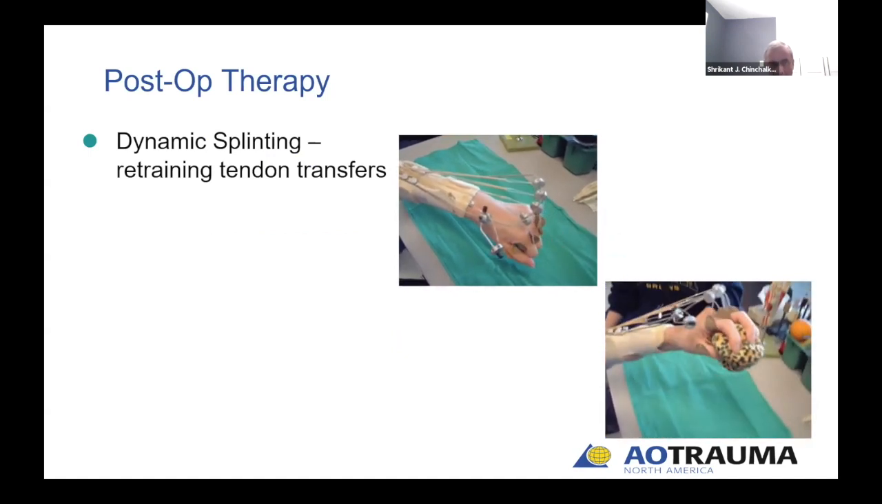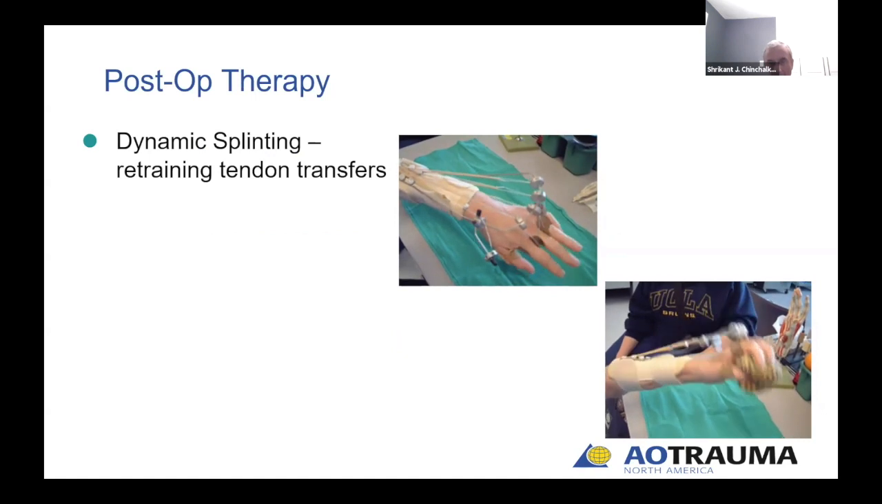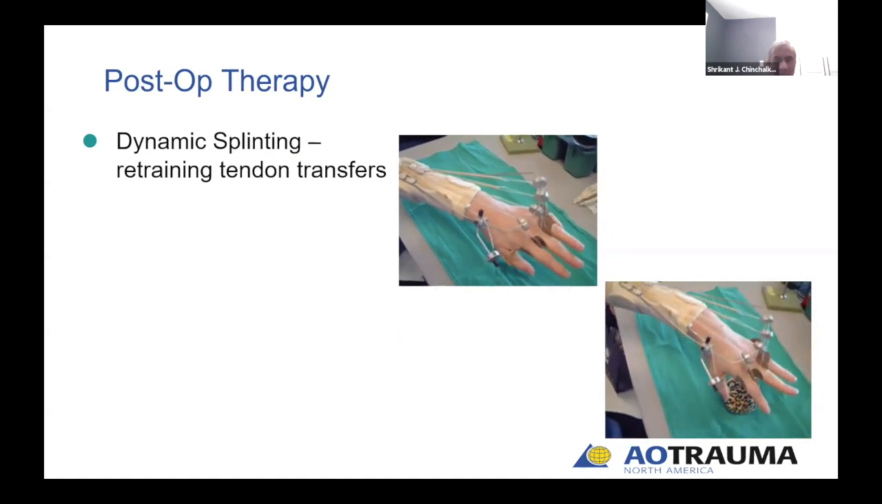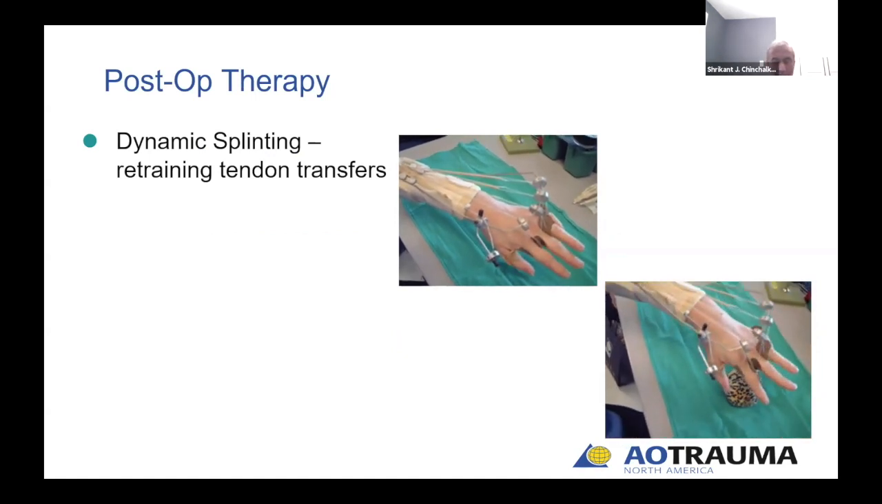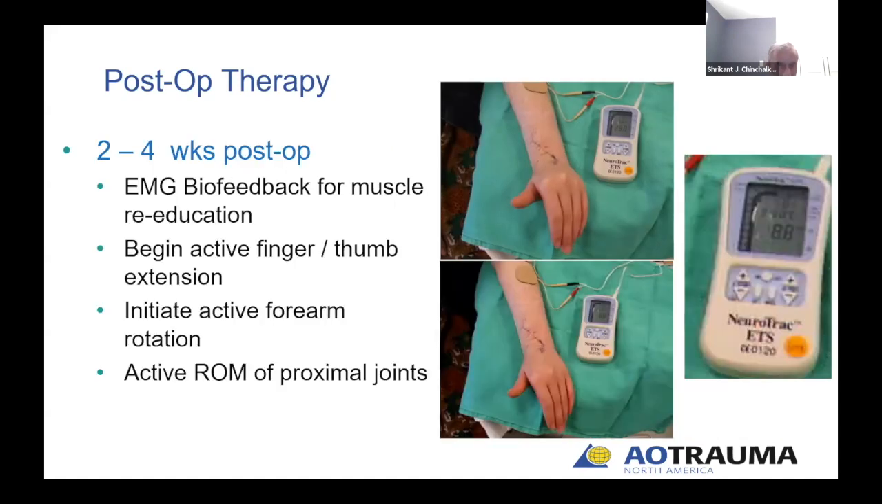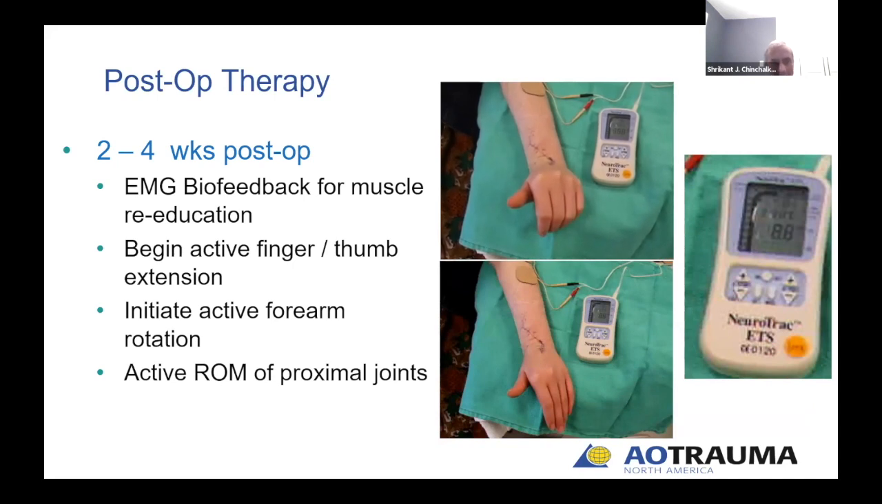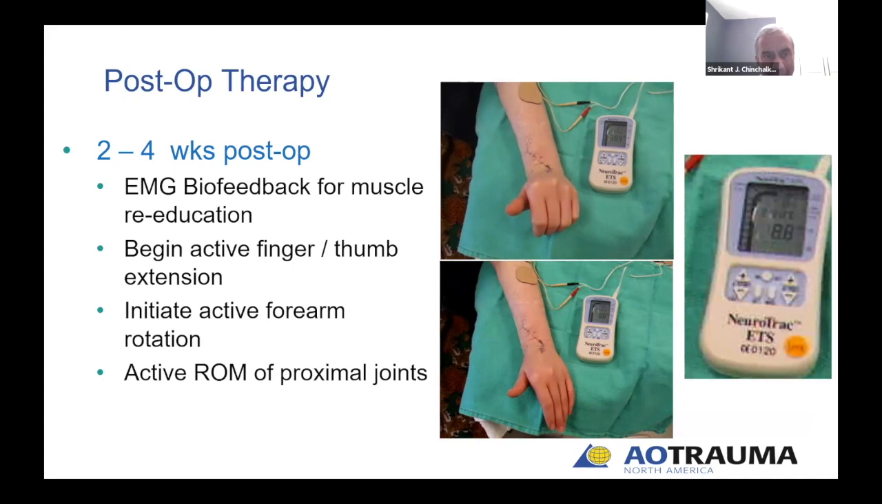Around the 4-week mark, we gradually increase the control. This is, of course, at a later stage, but we gradually increase the arc of motion permissible at the level of the wrist, as well as at the level of the metacarpophalangeal joint. Between 2 to 4 weeks onwards, later on, we may use EMG biofeedback for muscle reeducation.